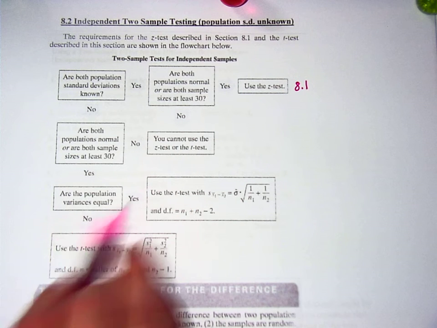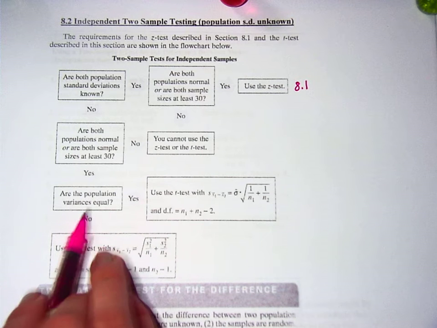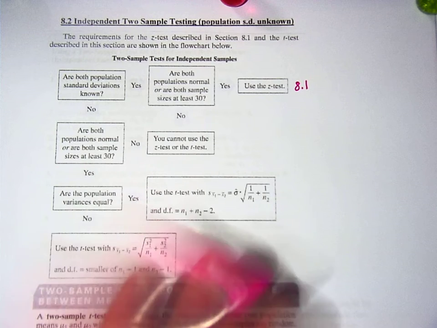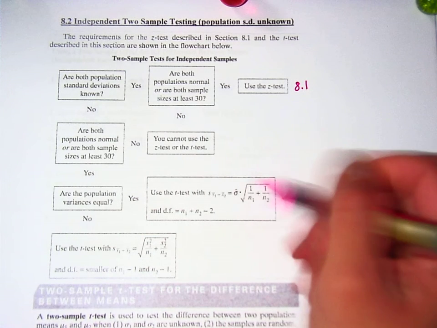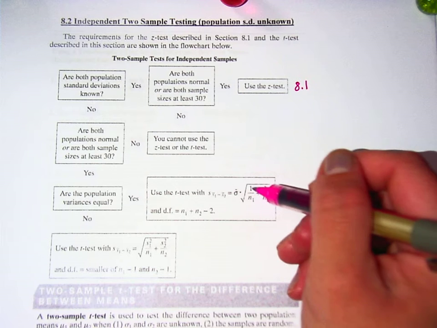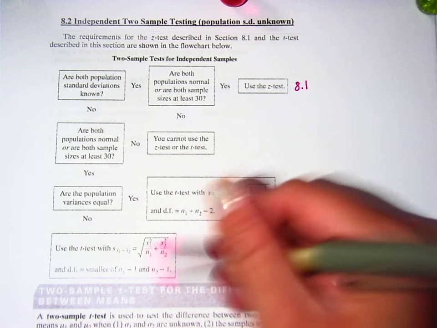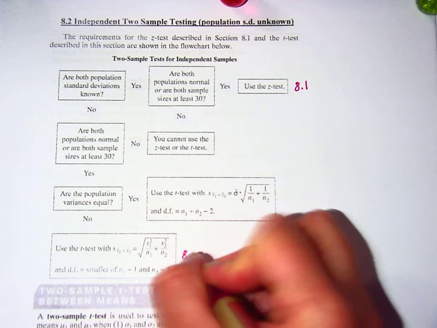Are the population variances equal? So that means of the two populations, are the standard deviations, which means the variances, pretty similar, or at least known to be, not necessarily in your sample, but known to be ahead of time. If the answer is yes, you're going to use a t-test with an absolutely horrible thing. And if it's no, you're going to use a t-test with a less horrible thing. So this is what we're going to be doing today here.